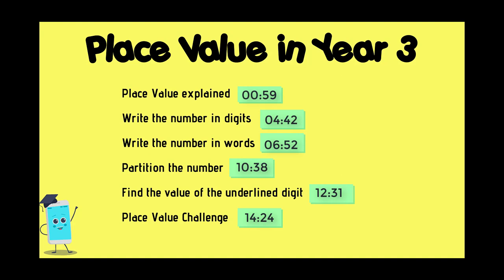So the first activity we will introduce is how to write a number in digits, then how to write a number in words, how to partition the number. Then we're going to look at finding the value of an underlined digit, and then finally finish with a challenge. So the contents of this video will work through the areas on your worksheet. You can pause after each bit's explained, then do the activity on your worksheet, or if you prefer, you can watch the whole video and then do the whole worksheet.